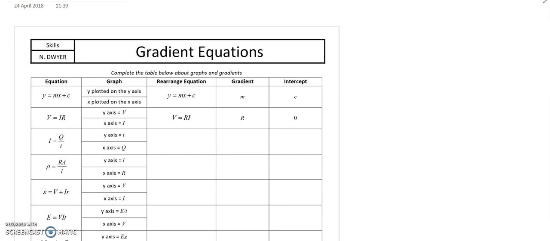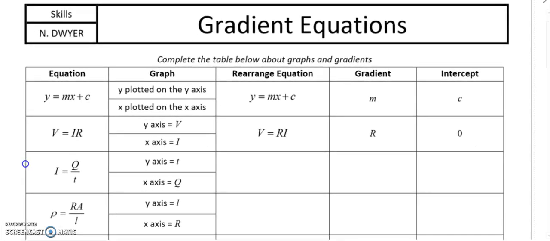So, first off, if you want a linear graph, you will expect it to have an equation that looks a bit like this: y equals mx plus c, i.e. the thing you've plotted on the y-axis is some constant times the thing you've plotted on the x-axis plus some intercept, some other constant.